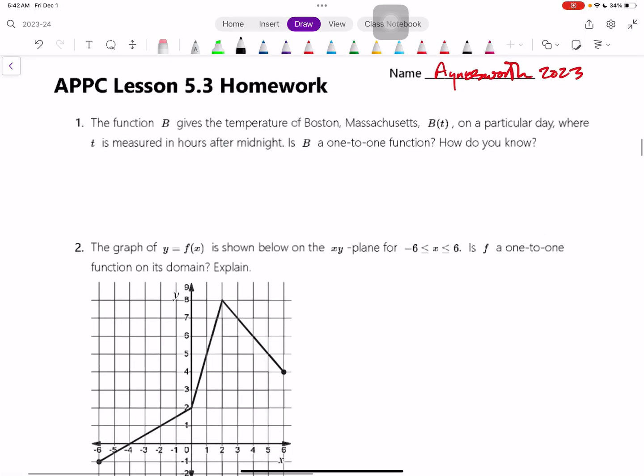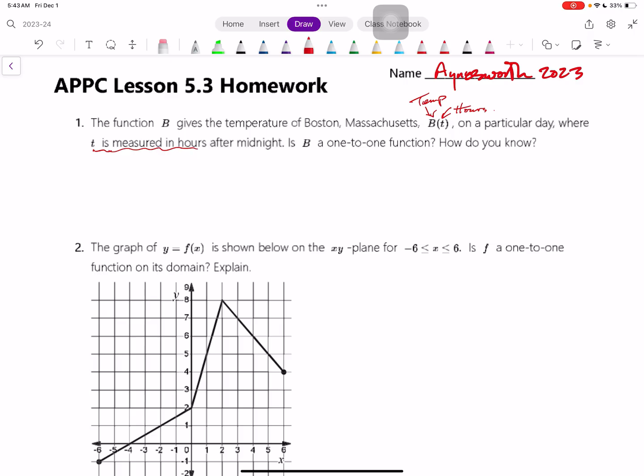So let's do it. Number one, the function B gives the temperature of Boston. So it's a temperature function, B for Boston here. B of T, on a particular day, where T is measured in hours. You have to understand the units of the problem here. T is in hours, and this is the temperature of Boston, so it's a temperature function. T hours after midnight.